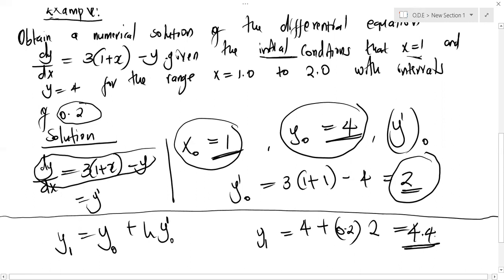Guys, now continuing with the same process, as you can see, we've been given that our x is 1 all the way to 2, and our interval is 0.2. So this is our x naught. So what is our x1?